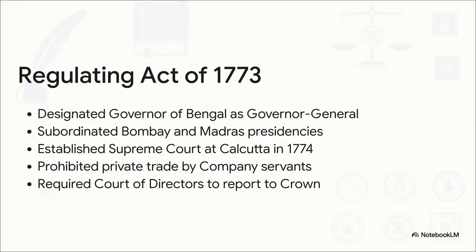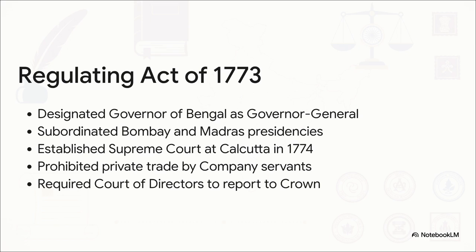Think of the Regulating Act of 1773 as the very first step the British government took to rein in and control the company's affairs. First, it designated the Governor of Bengal as the Governor-General of Bengal, and it created a 4-member executive council to assist him. Lord Warren Hastings was the very first person to hold this title. Second, it subordinated the previously independent governors of Bombay and Madras to him.